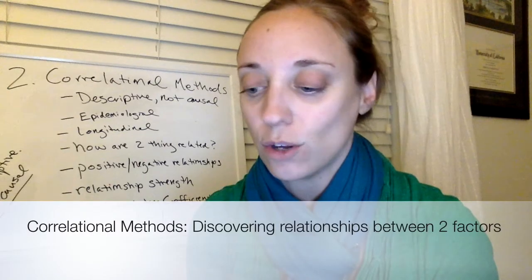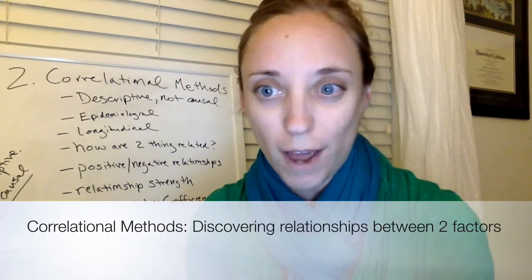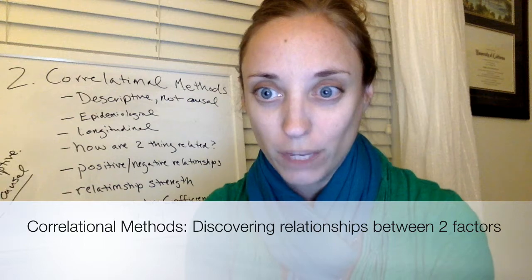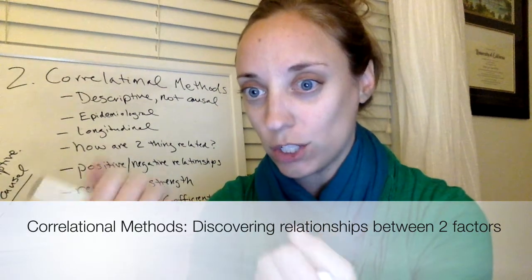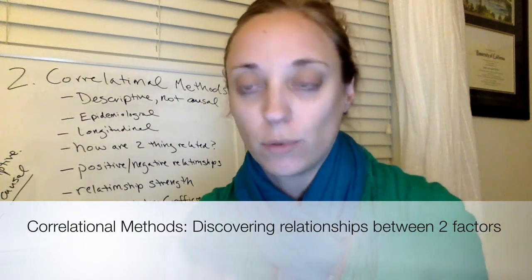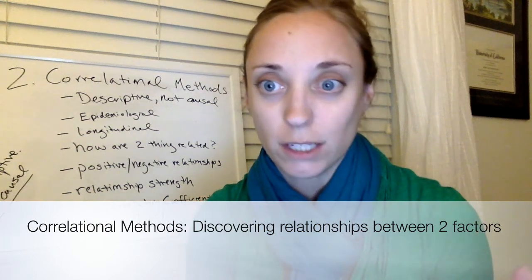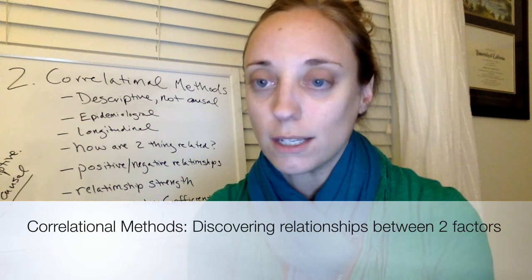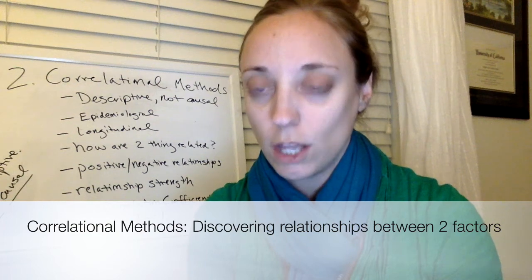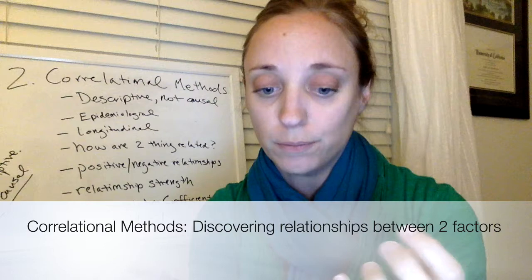Correlational method is known for describing how two factors relate to each other. So it's describing a relationship between two variables. Now it's important to keep in mind that correlational methods are not looking to seek out what the cause of something is. They're simply looking to describe what the relationship is between two variables.